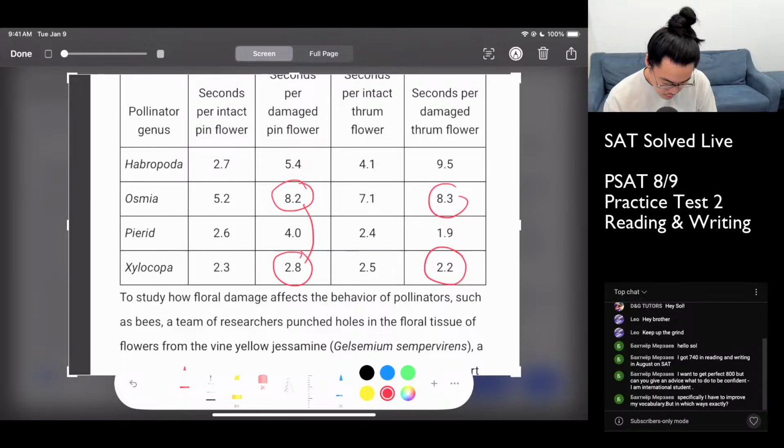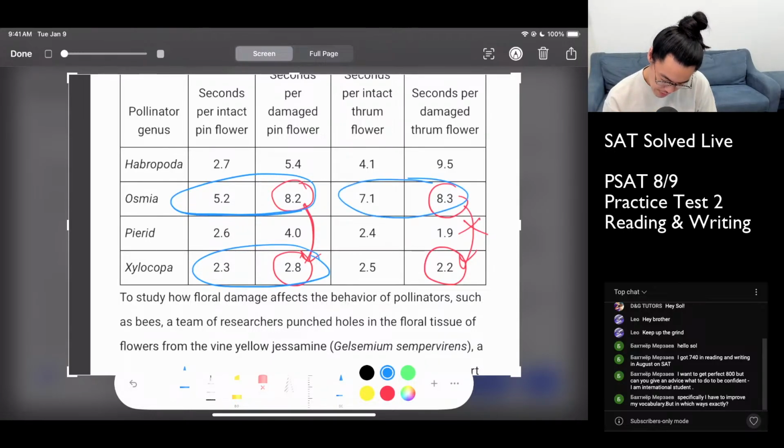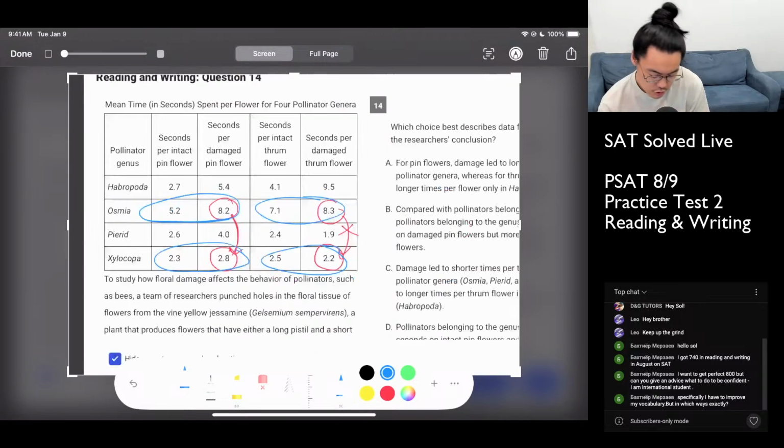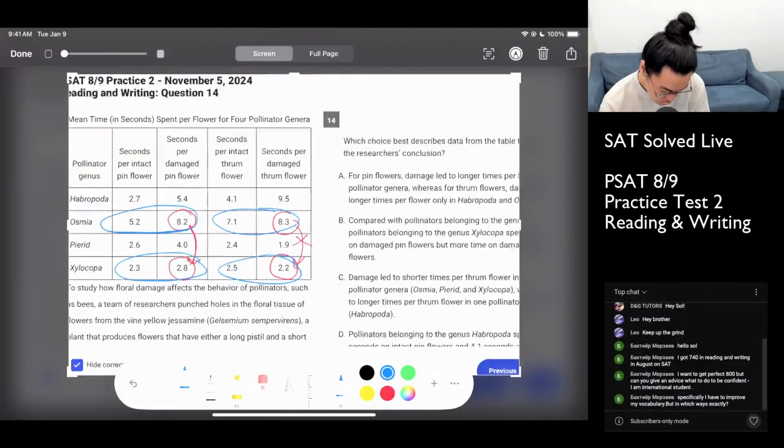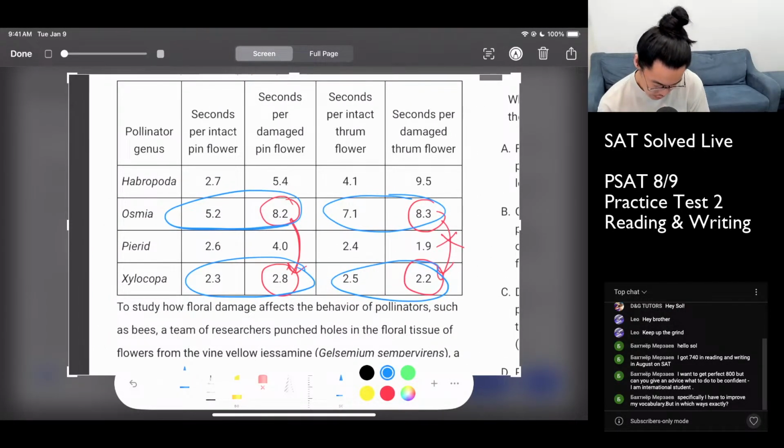So less time on damaged, but more time. First of all, that's not even true. But yeah, it's looking at the wrong thing. You're actually supposed to be looking at what I'm circling in blue. So my modified version of B would be compared to osmia, Coelocopa spent more time when the pin flower was damaged as opposed to intact.